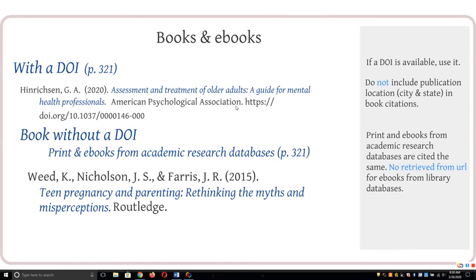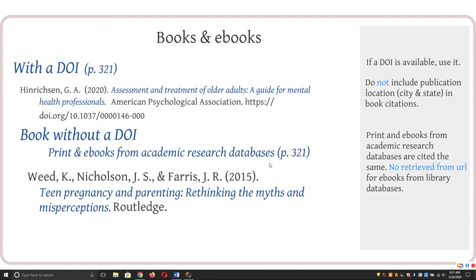Now, a lot of the books that you're going to be encountering, so this next example is going to be representative of what most of your book citations will look like. If you have a book without a DOI, it doesn't matter if it's a print book or an electronic book from one of our library databases. If you go in through our library catalog and you pull a book and it's electronic, you cite it exactly as you would a print book.